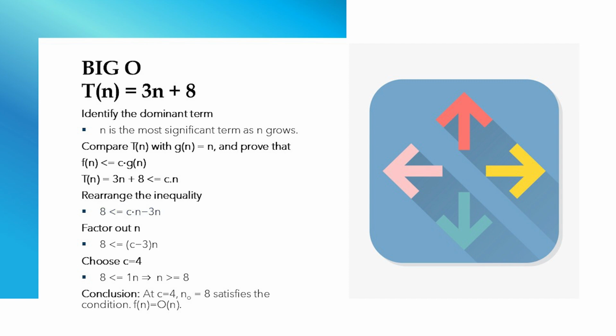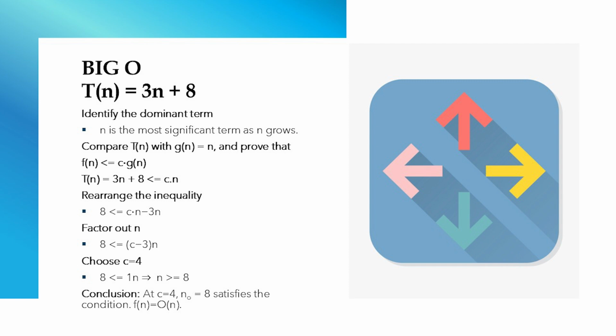Then we factor out the n, and this is going to give us 8 less than or equal to C minus 3 multiplied by n. Now we need C minus 3 multiplied by n to be at least 8. So if we choose C to be equal to 4, then we have 4 minus 3, which gives us 1, multiplied by n, which is going to be 1n.